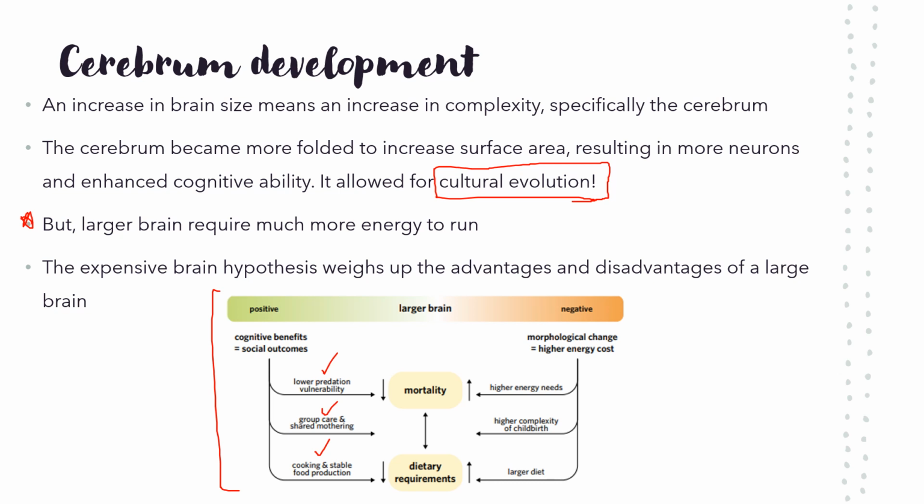But there's also some trade-offs as well. Higher energy needs, so a bigger brain requires more food, more hunting. Complex childbirth is a big one. Our pelvises haven't evolved at the same rate that our brains have, which has made childbirth really complex and more likely to die from childbirth, and our larger diet as well. So our brain is a major marker in how we have evolved over time.